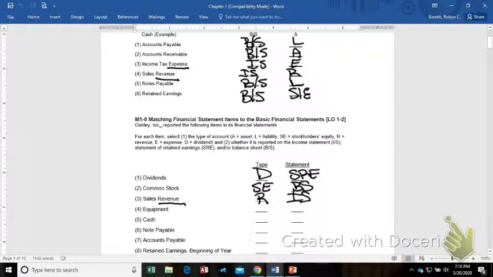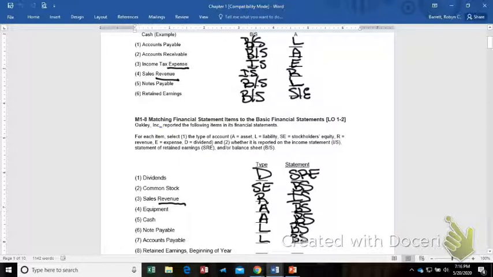What about equipment? Asset. Asset, and it goes on the balance sheet. All right, what about cash? Hopefully everybody said asset. Balance sheet. Notes payable. Liability. Balance sheet. Accounts payable. Liability, thank you. Goes on the balance sheet.